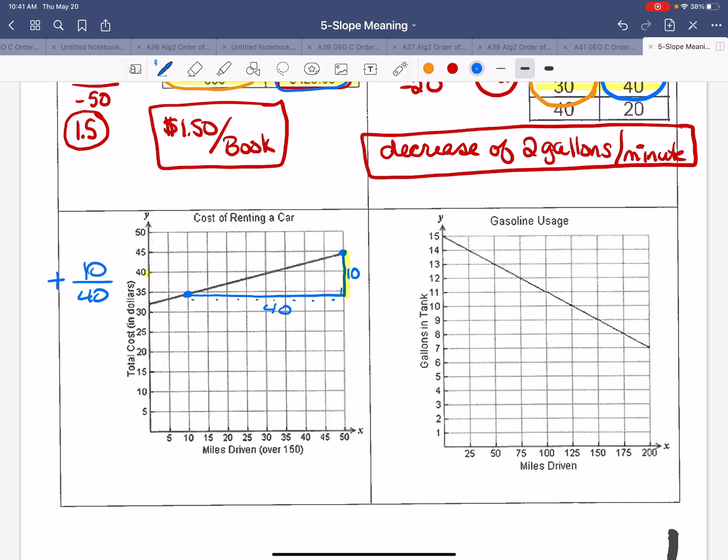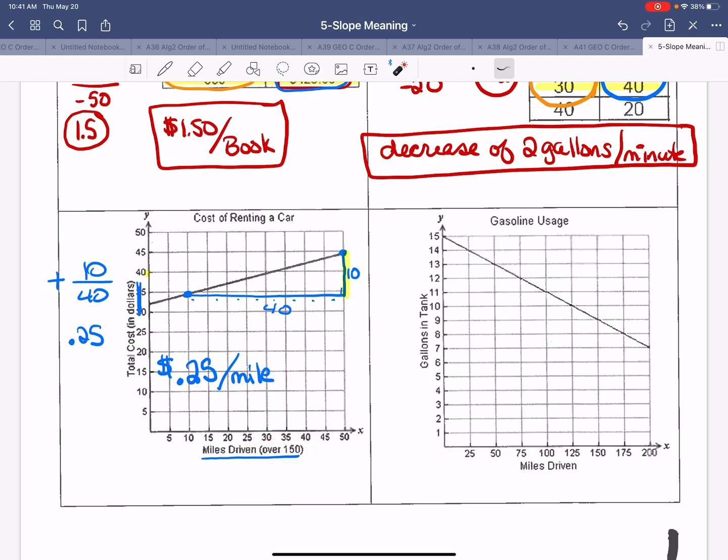And when I divide that, I get 0.25. So what does that mean? That means that what I have is 0.25. I want my y-axis label. My y-axis label is dollars. It's the total cost in dollars. So it's $0.25 per mile driven, per mile. So I have to pay 25 cents per mile for any miles over 150 miles.